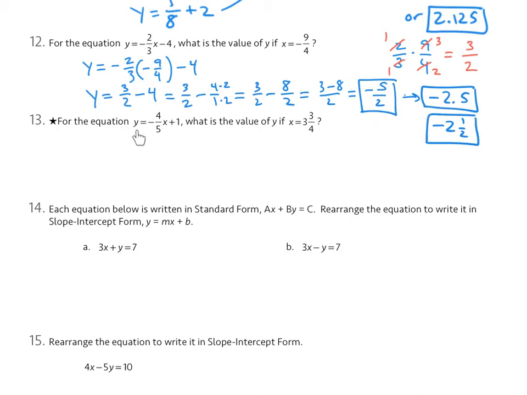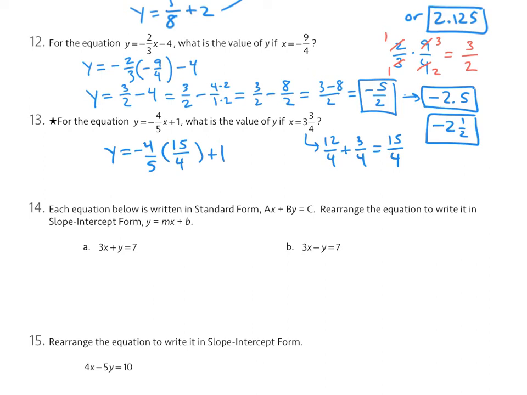13. For the equation y equals negative 4/5 x plus 1, what is the value of y if x equals 3 3/4? The equation is y equals negative 4/5 times the x value plus 1. If I let x be 3 3/4, it will be very hard for me to multiply it by 4/5. So let's convert 3 3/4 to an improper fraction. 3 as a whole number is 12/4. So 3 3/4 is 12/4 plus 3/4, or 15/4. That's the value I'm going to replace x with in these parentheses.